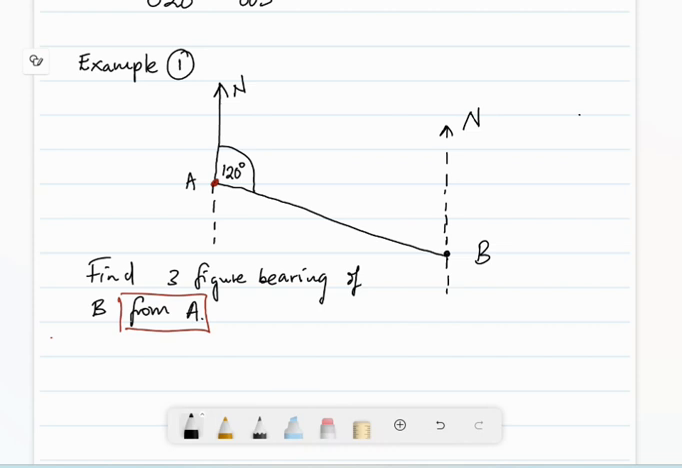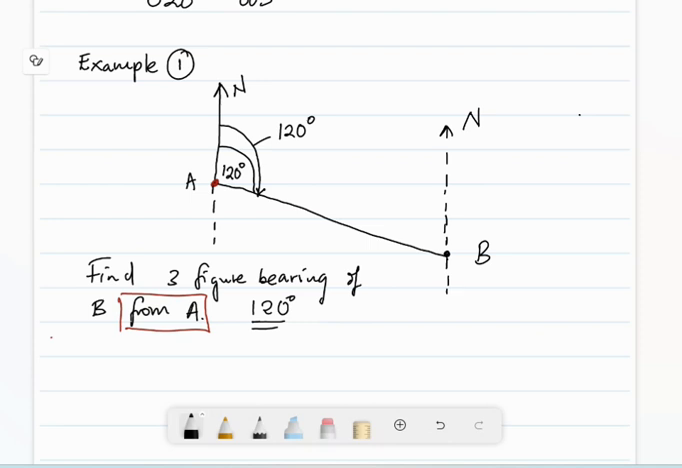All right, we want the three-figure bearing of B from A. That means you are measuring your angle from A. All your angles are measured from A, right? So if you start from the north pole and move in a clockwise direction, so this is my north line, I move all the way up to that line going to point B. So you can see that this angle is actually 120 degrees. So that's quite simple. So this means our answer here is 120 degrees.